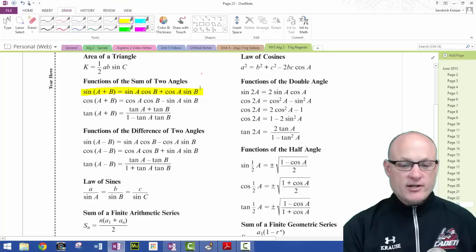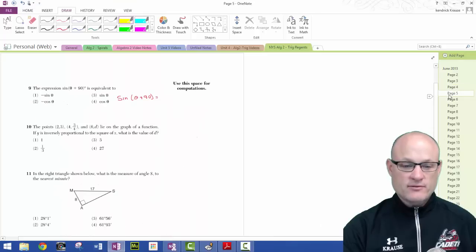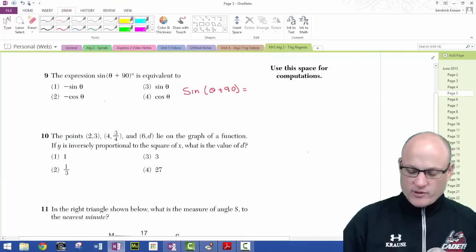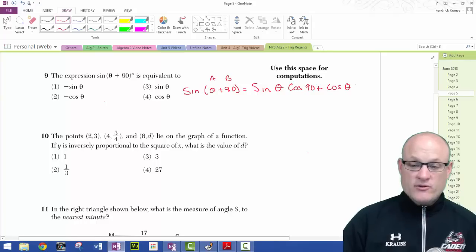So it's sine A cosine B, cosine A sine B. So let me go back. I don't remember what page I was on. I guess I'm on page 5. It shrunk again. Okay, so this would be, let me get my red pen out. Sine of the first thing, which is theta. Remember, this is A and this is B. Cosine of 90 plus cosine of A, which is theta, sine of B, which is 90.